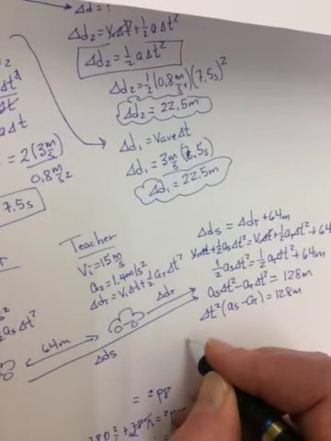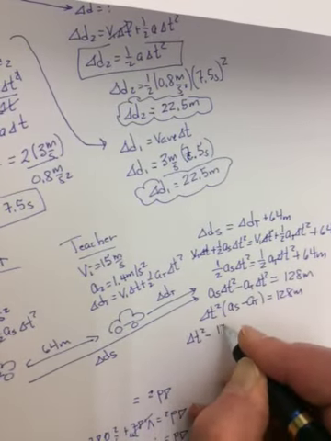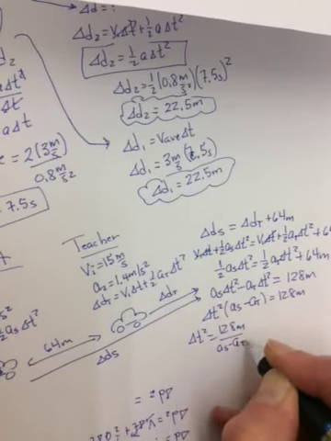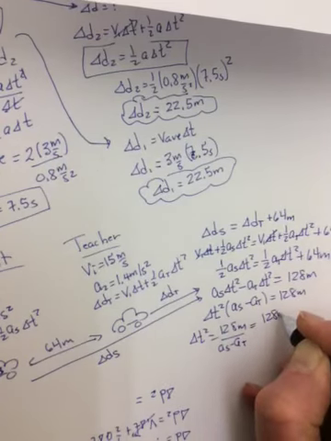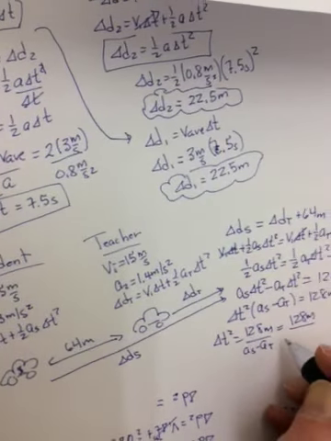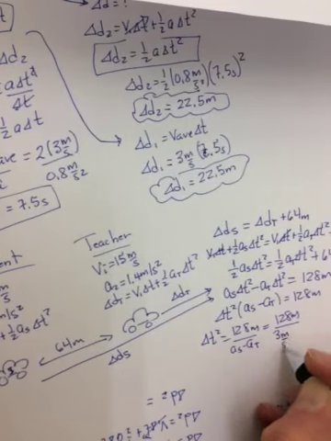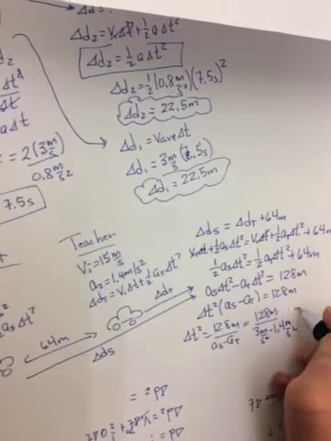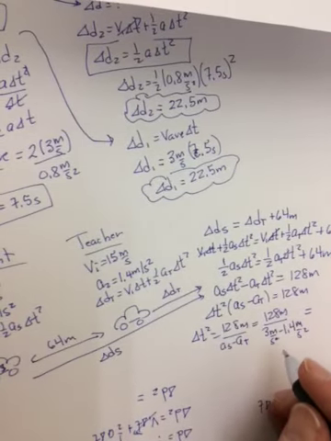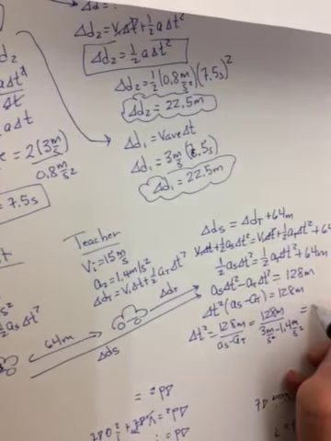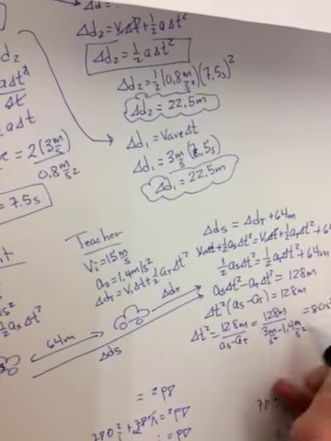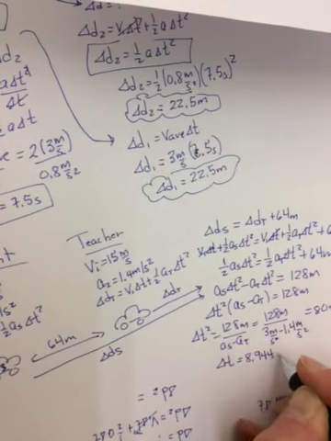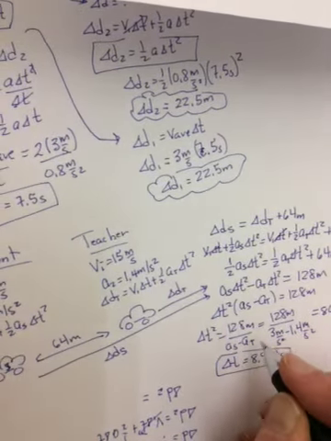And now divide. So delta T squared is equal to 128 meters over A of the student minus A of the teacher. So 128 meters over 3 meters per second squared minus 1.4 meters per second squared. And remember, that's going to be T squared. I think you get 80 here, seconds squared. Take the square root, and you get 8.944 seconds for the time.